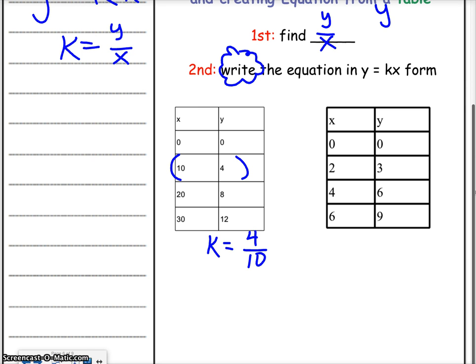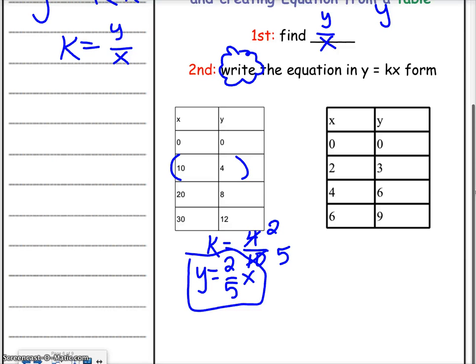Okay? Stay with me, you guys. You have to stay with me. Which is 2 over 5. So y equals 2 over 5x. This is huge. This is a huge lesson. But you don't have the equation.